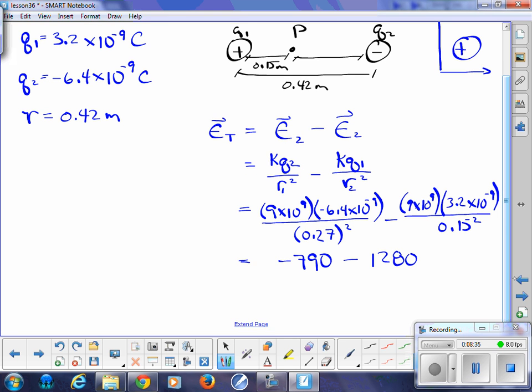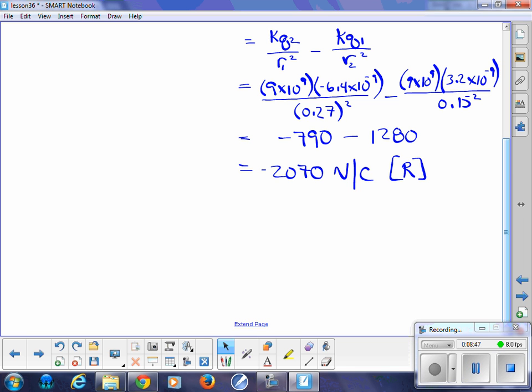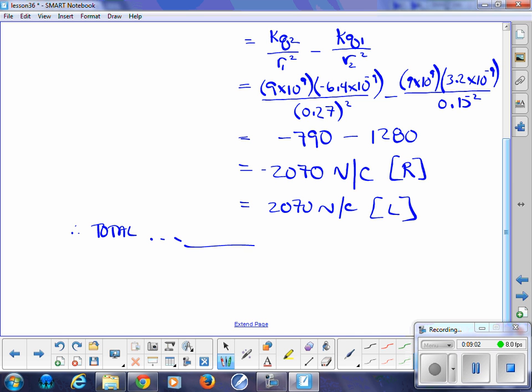So that gives me a total of 2,070 newtons per coulomb. Oops, and it should be negative. By my convention, I assumed my answer is to the right, which means that it is 2,070 newtons per coulomb to the left. Okay, so therefore, the total electric field is 2,070 newtons per coulomb to the left.